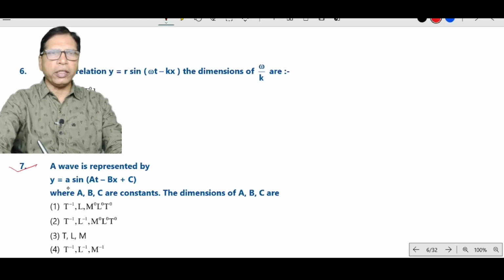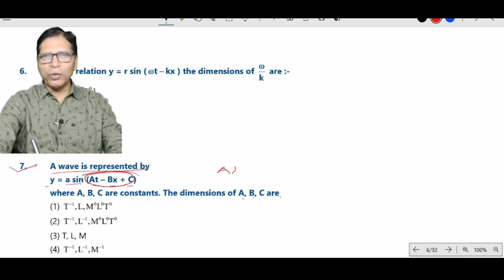Now question number 7. A wave is represented by y equals a sin(at minus bx plus c), where a, b, c are constants. The dimensions of a, b, c are? Okay. Here sin(at minus bx plus c). So this quantity represents angle. Angle has no dimension.